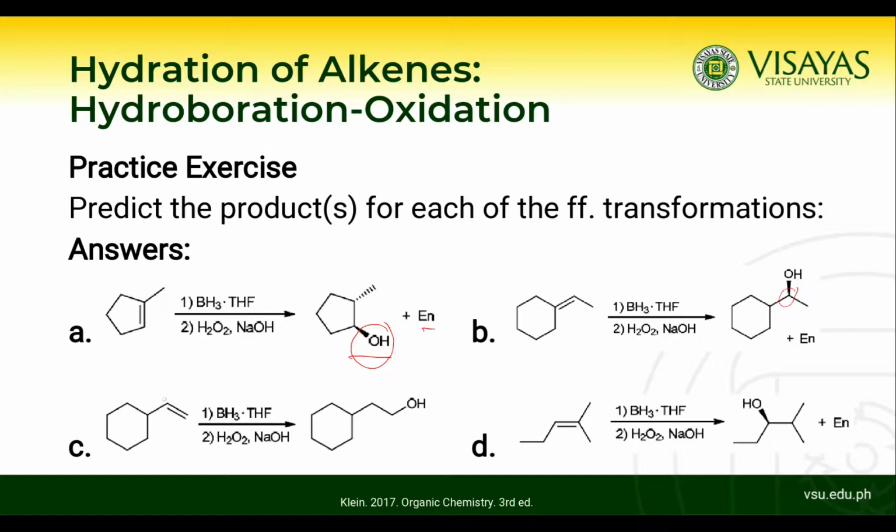Okay, in letter C, we don't have chiral centers in our product. That is why, as you have seen, the OH is not shown on a wedge or broken line. There is no need to show the syn addition because we don't have a chiral center in the product. In letter D, this one here is less substituted, so that is where our OH should be bonded, and there is also a chiral center, so we have to show the OH on a wedge or broken line.